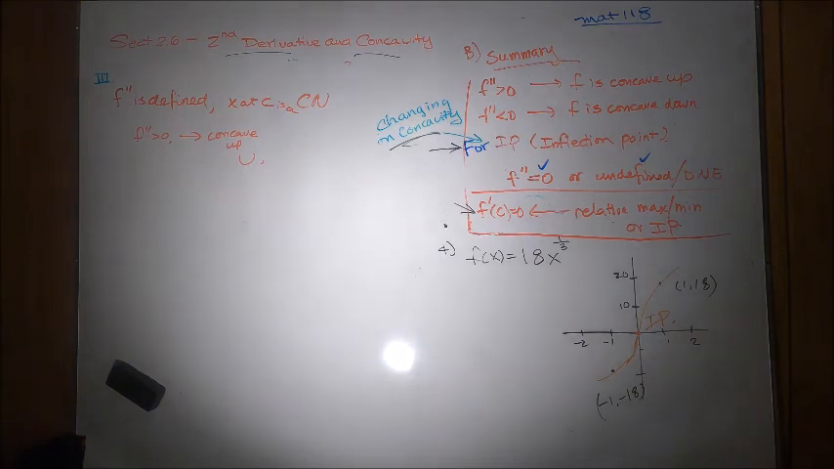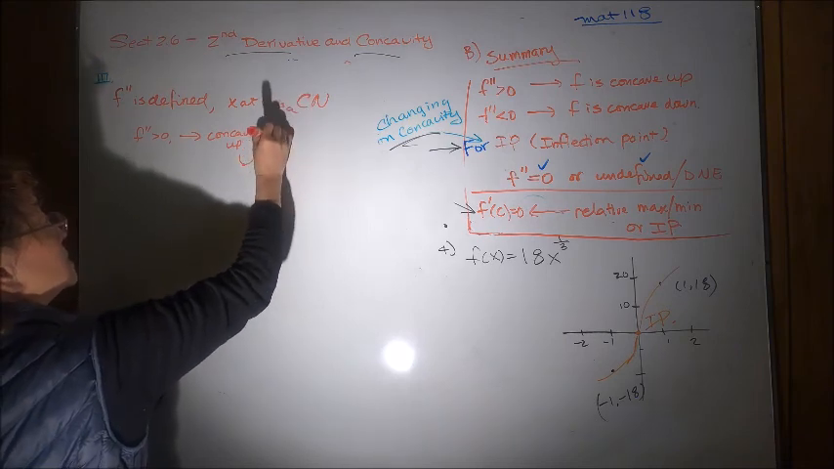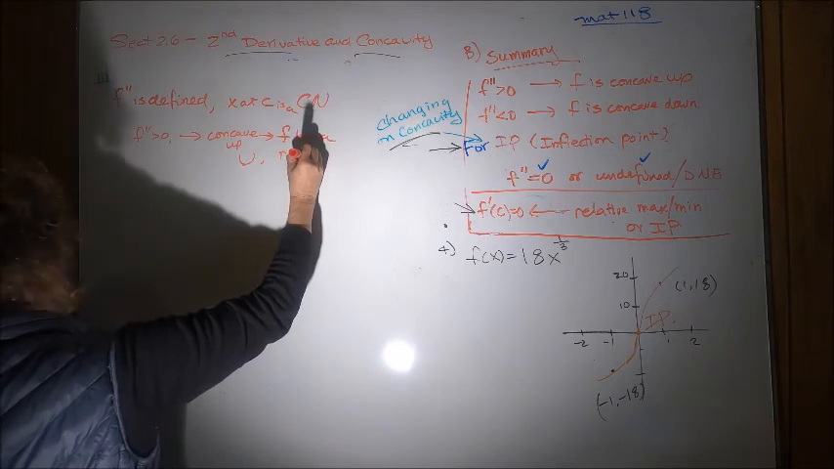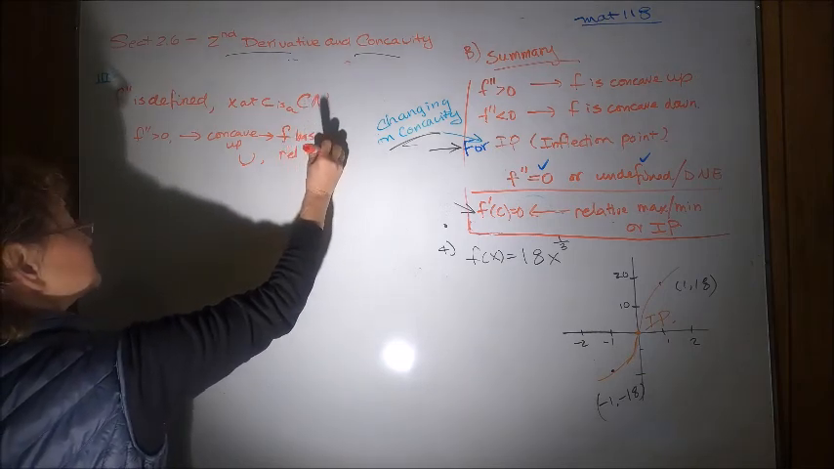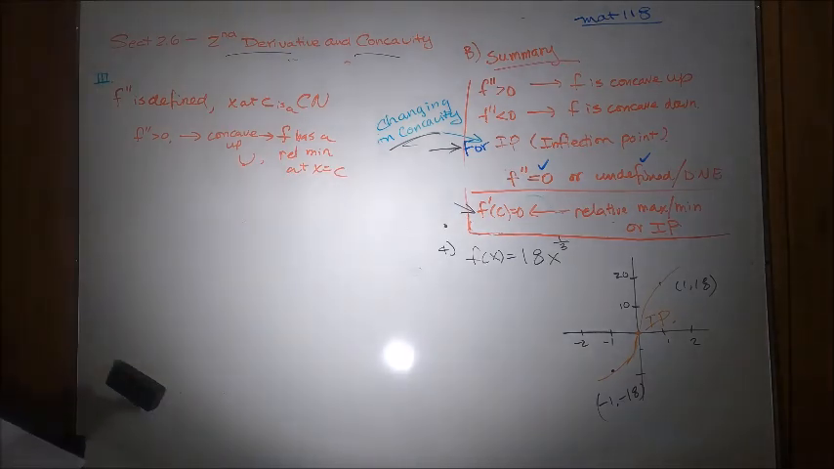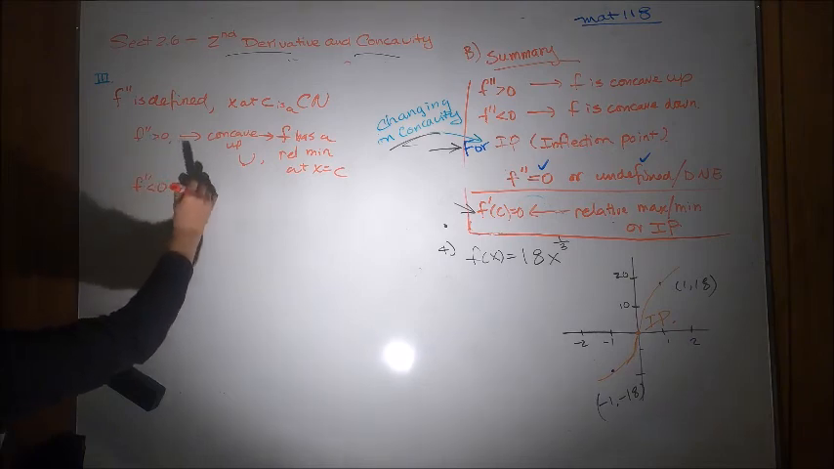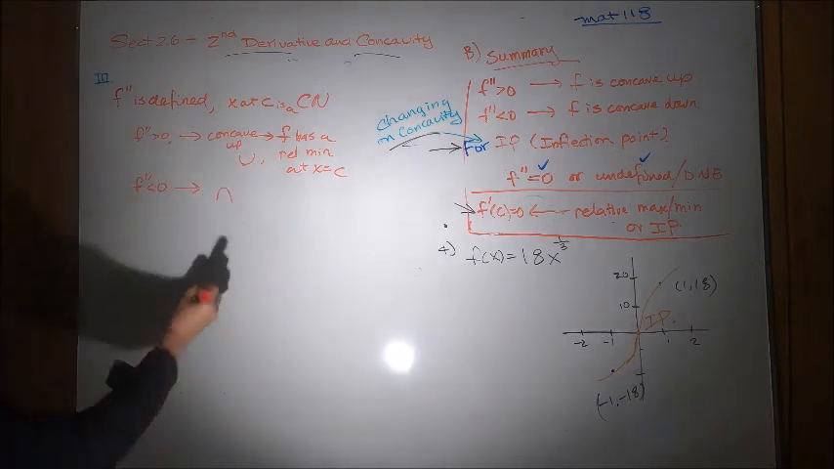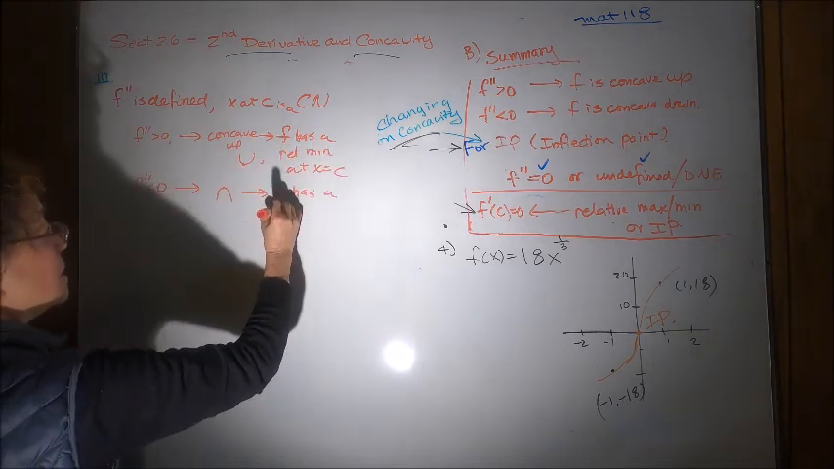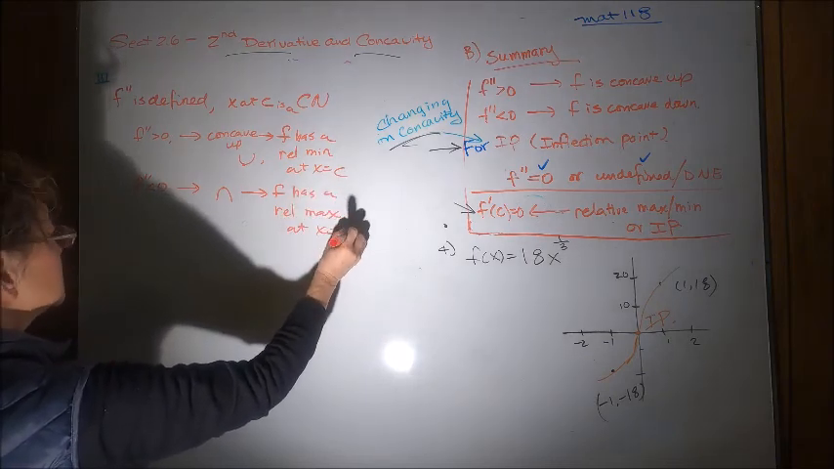So what kind of things do we have? It means what? F has a relative minimum at x equals c. That's what we are saying, right? We have been doing that. So if f prime prime is less than 0, so it's what? Concave down, then your f has a what? Relative maxima at x equals c.